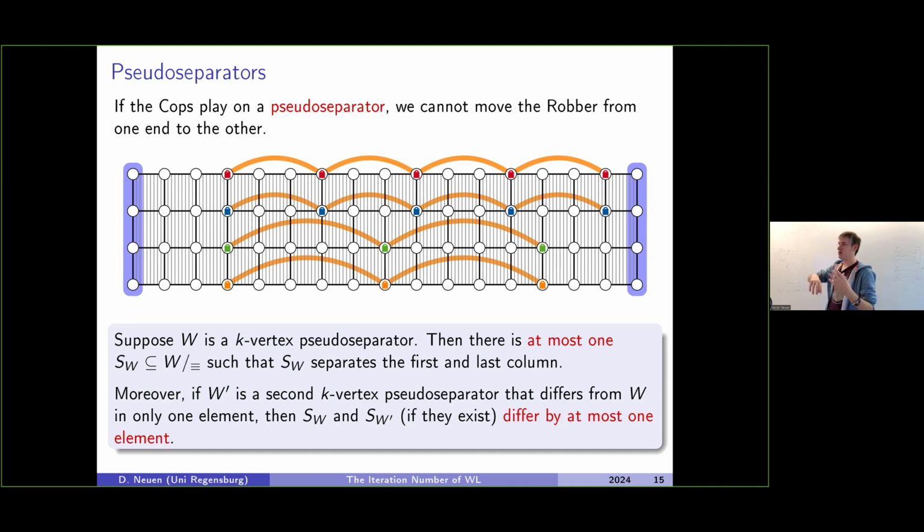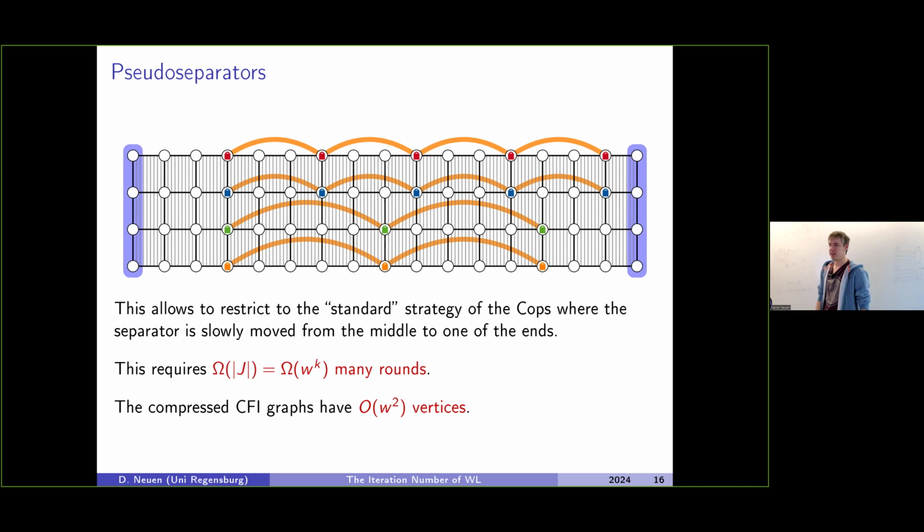Well, when it's first placed, we move to the end that is further away. And after that, the separator has to be moved step by step to the corresponding end until the robber can eventually be caught, but only after omega of length many iterations. And this is basically formulated here. So we require omega of length grid many iterations, which is omega to the k, but the compressed graphs have only order of w square many vertices. Remember, w was roughly the size of all the primes that we had.